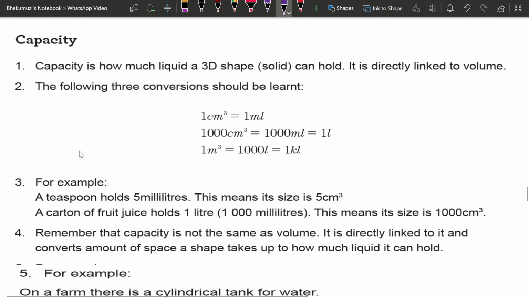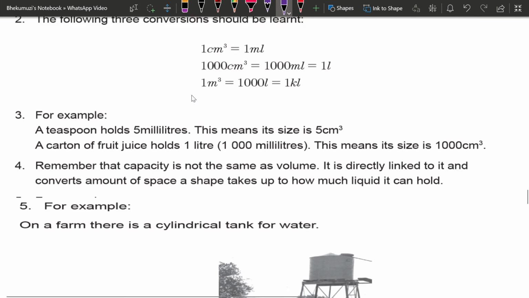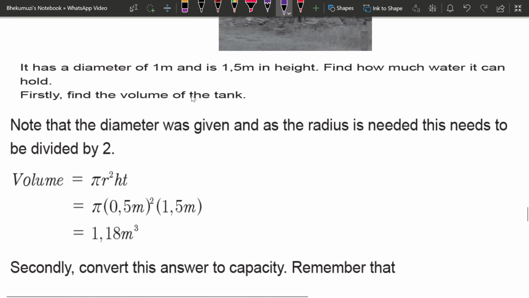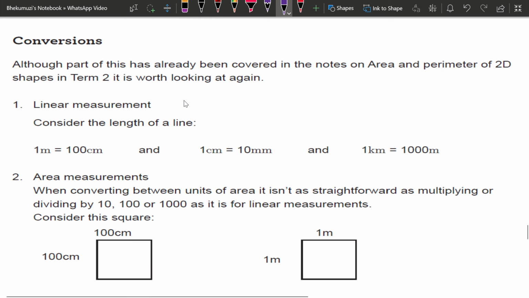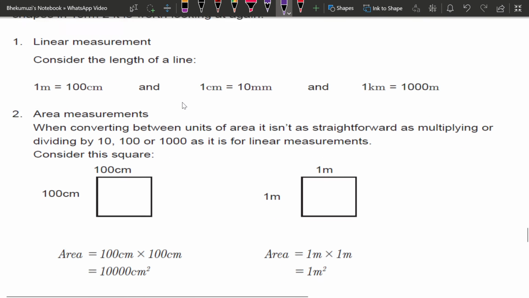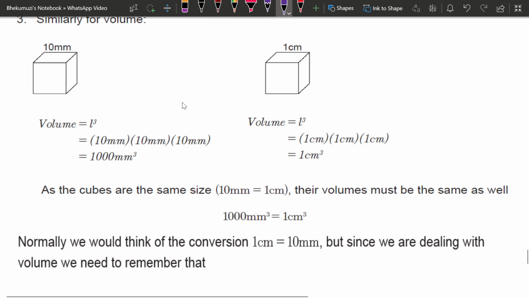And then the last point is about capacity. Now, capacity is how much liquid a 3D shape can hold, right? And it's directly linked to volume. But here we're mostly looking at conversions, moving from maybe 1 cubic centimeter to 1 milliliter, right? And so on and so forth. So here you really need to remind yourself of how to convert from one unit to another. And this just brings back grade 8 work where you need to have learned how to do your conversions quite well. Other than that, as you've seen with the conversions part, you can stop the video and remind yourself about how to convert from milliliters and so on and so forth.